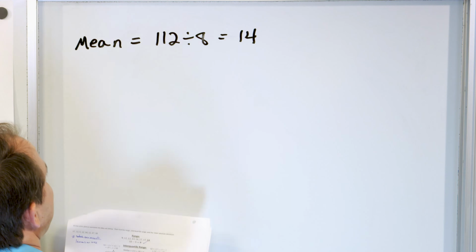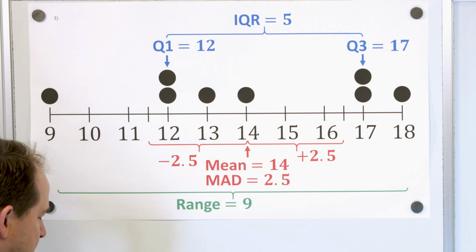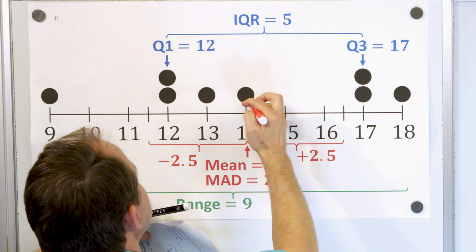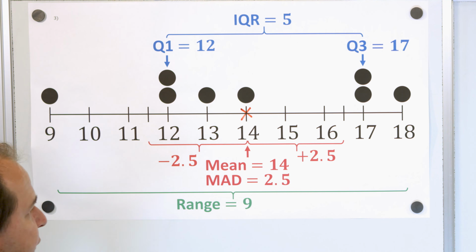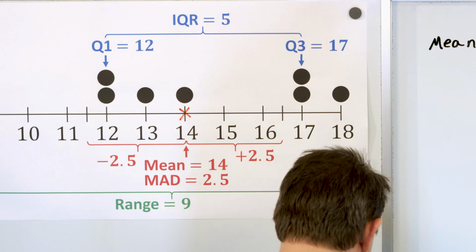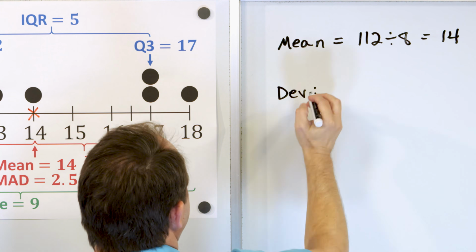So 112, when you add them up, divide by 8, you get 14. And so the mean, we can put a little x here, the mean is lying right here at 14. You can see the mean is equal to 14. All right, next, let's find the deviations of all of our data points.